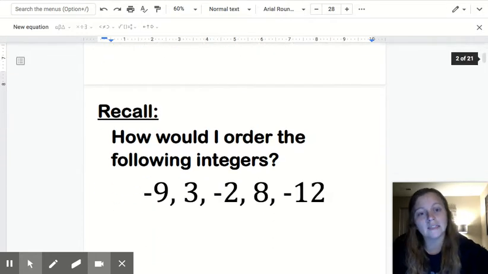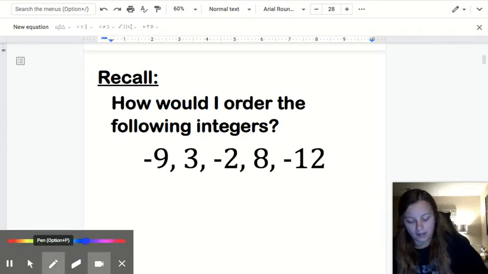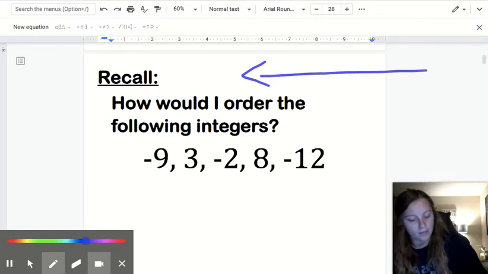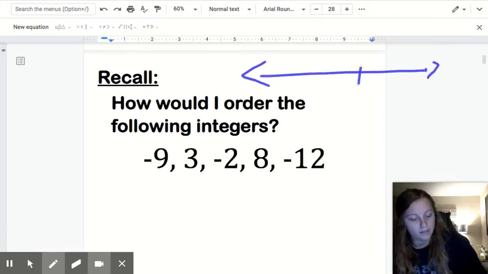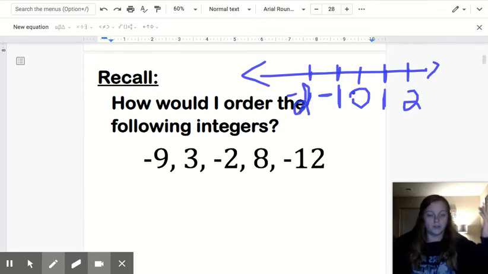So let's recall, how do I order the following integers? Remember, integers are just like a number line. So if I had a number line up here, 0 would be in the middle, and then I would have -1 next to it on the left, +1 on the right, +2, and then over here on the left, -2. So our numbers kind of mirror each other from 0.